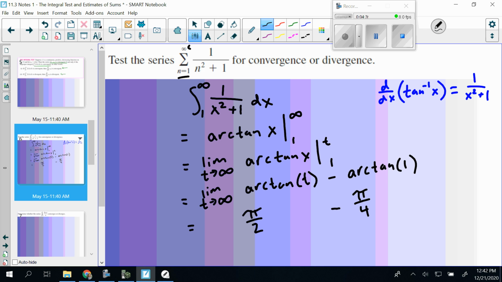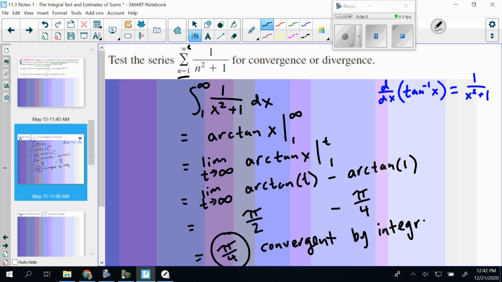And so if we take pi over 2 minus pi over 4, that should be pi over 4. So this one is convergent by the integral test, because we got this to equal a finite number. So anytime you get a finite number, this is convergent by the integral test.